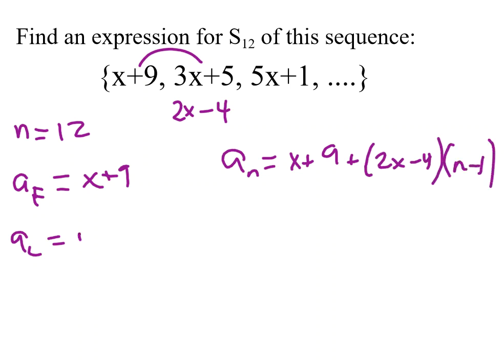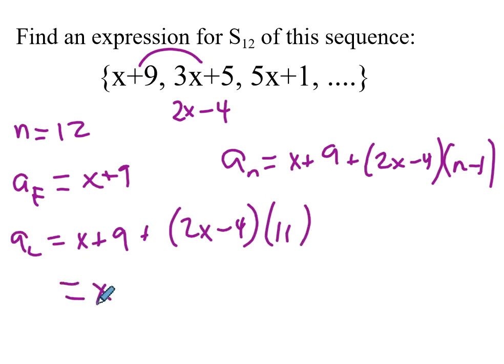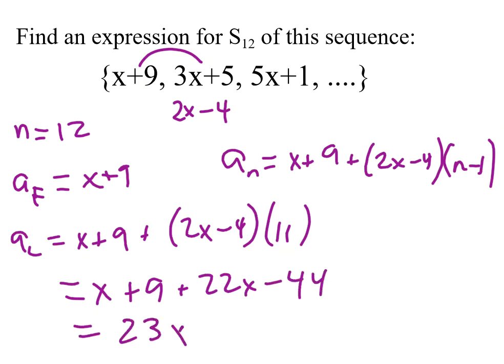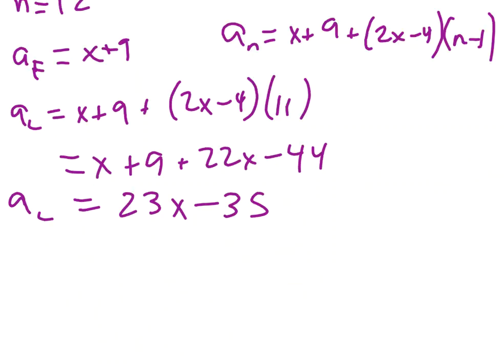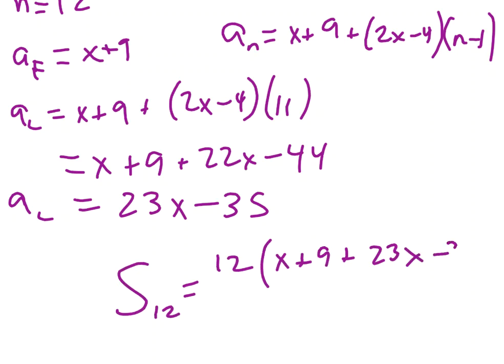When I want to find A12, we're going to go x plus 9 plus 2x minus 4 times 11, which gives 23x minus 3. That's my last term. I still need to find my sum though. So my sum of the first 12 terms is going to be 12 times my first term plus my last term, all over 2.